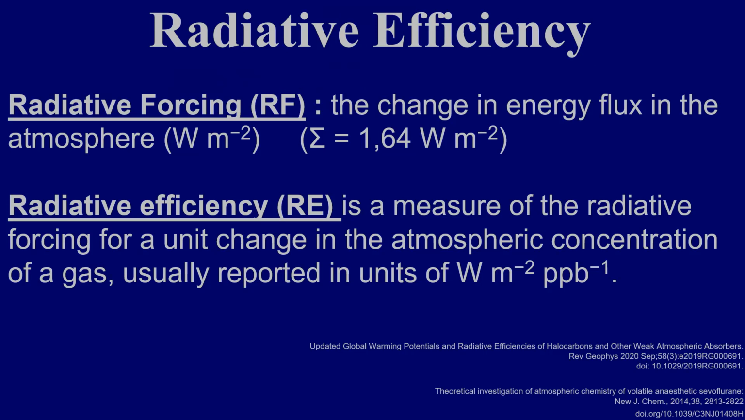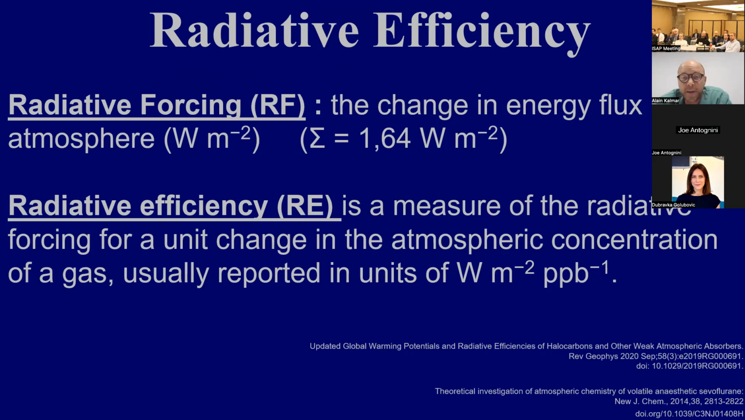It is the change in energy flux in the atmosphere in watts per square meter. So if we add up the effect of all the additional greenhouse gases by humanity, since the beginning of global warming, we have a cumulative effect of radiative forcing of 1.64 watts per square meter.